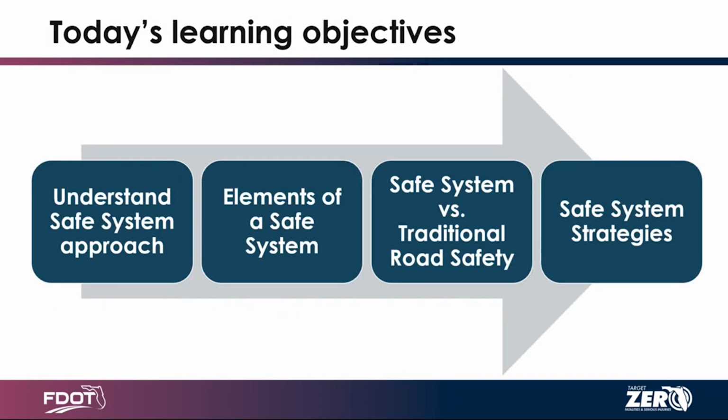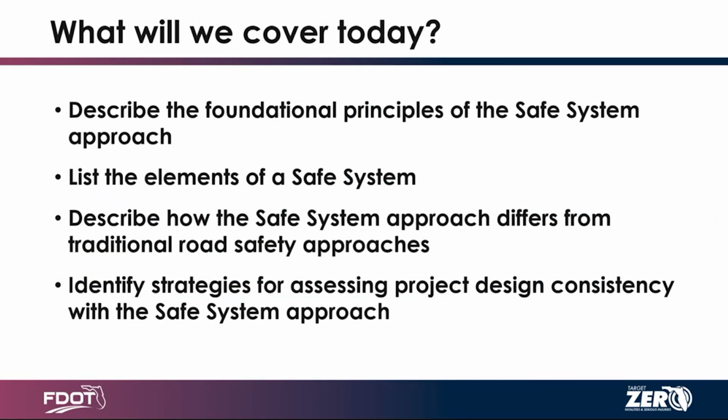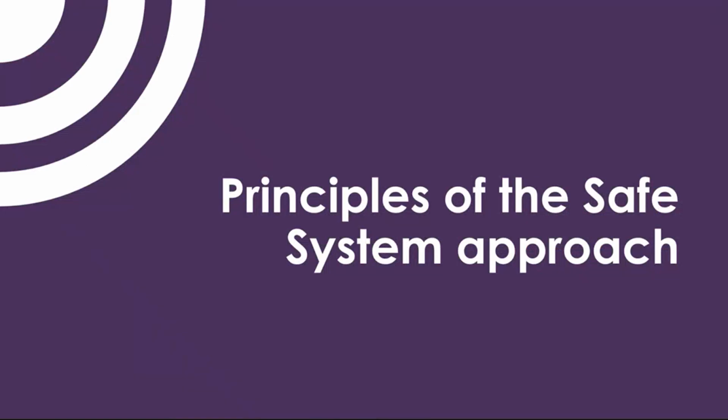So today's learning objectives: understanding the safe system approach. What are the elements of a safe system approach? How does that differ from traditional road safety? So if you've been in the industry for the last 20 or 30 years, what's different about the safe system approach? And then what are some strategies that you can employ on the work that you're doing to implement the safe system approach? All right, and that kind of covers what we just did visually. So jumping into this first part, principles of the safe system approach.